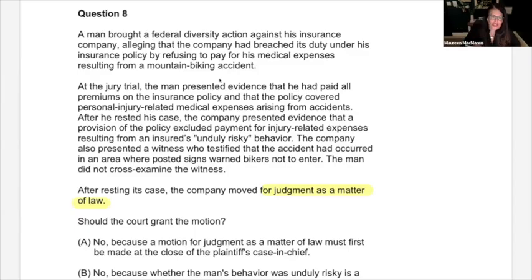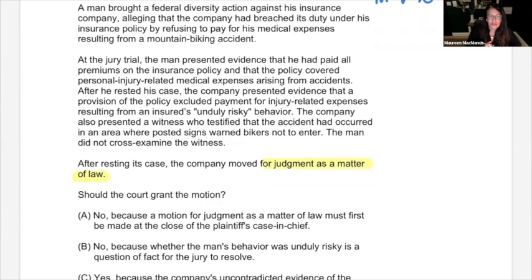So a man brought a federal diversity action against his insurance company, alleging the company had breached its duty under the policy by refusing to pay for his medical expenses resulting from a mountain biking accident. So this is man, the insurance company, and they tell you it's federal diversity. They're not giving you facts about that, so we just have to accept it as true. At the jury trial, the man presented evidence that he had paid all premiums on the insurance policy and that the policy covered personal injury-related medical expenses arising from accidents. After he rested his case, the company presented evidence that a provision of the policy excluded payment for injury-related expenses resulting from an insured's unduly risky behavior.